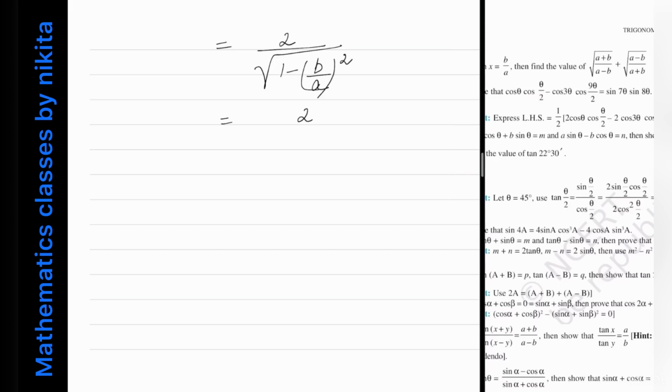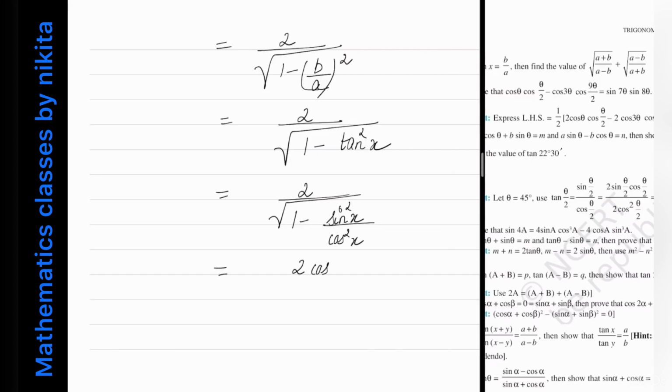which is equal to 2 divided by under the root 1 minus tan square x, okay, which is equal to 2 divided by under the root (1 minus sin square x divided by cos square x), which is equal to 2 cos x under the root cos square x minus sin square x, okay, which is equal to 2 cos x under the root, now cos square x minus sin square x, the formula is cos 2x. So this is the value. तो यहाँ तक मैं इसको सॉल्व कर सकती हूँ, ठीक है.